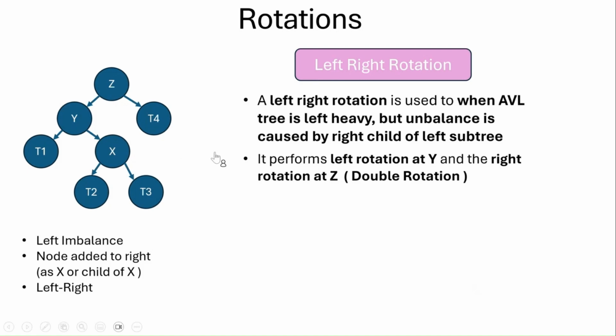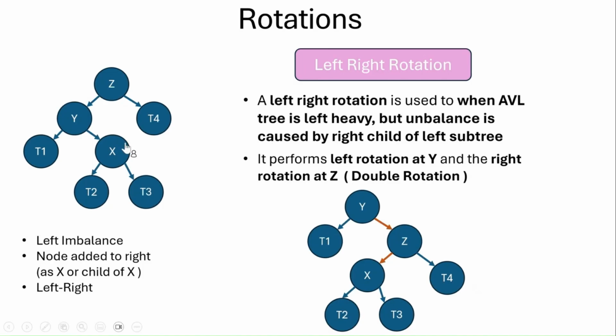So the first thought that comes is that Z became unbalanced because of the left side, right? Left subtree. Then why can't we just do the right rotation? Okay, let's do it. So if you do the right rotation, what will happen? In the right rotation, Y will become the new root. Good. And Z will become the right child of Y. Good. And if Y had any right child, then it becomes the left child of Z. Okay, we did the right rotation.